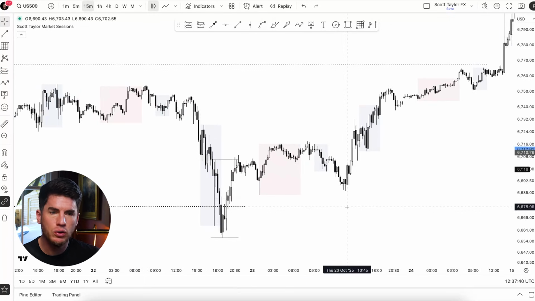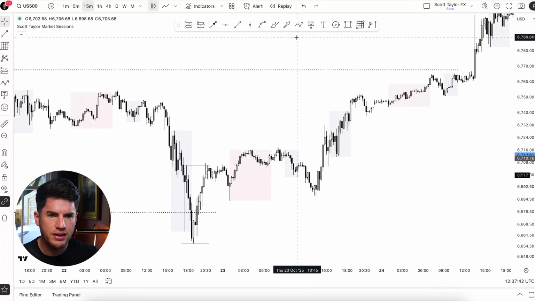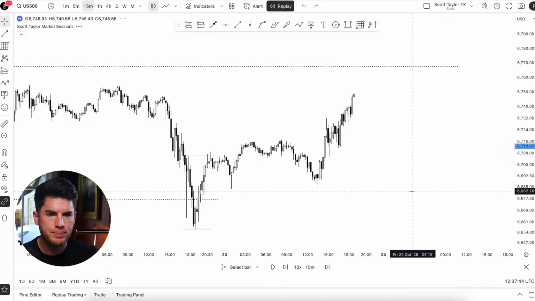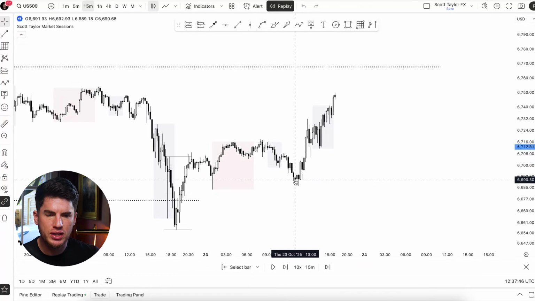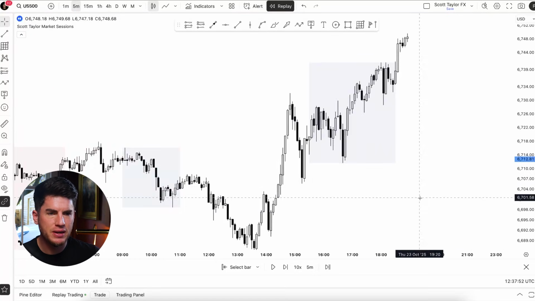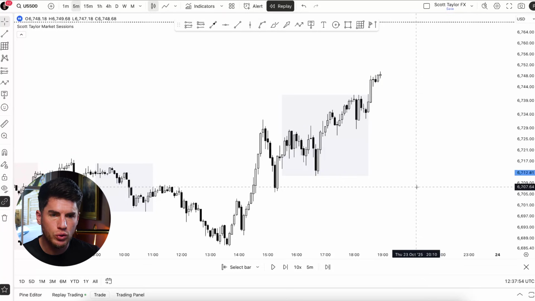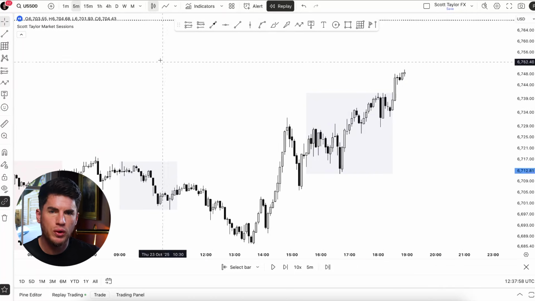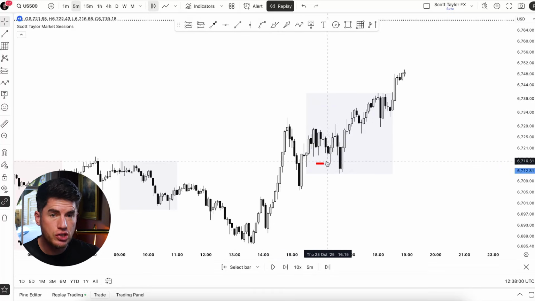Now for entry again, we're looking for liquidity. So inside of here, let me just replay this, go back. If we get a deep run on liquidity on the 15-minute chart before New York, we cannot expect the same 15-minute liquidity again inside New York. We're going to have more momentum and more volume. So we drop down to a 5-minute time frame just to look for the sweep. That's it. We're not looking for anything different.